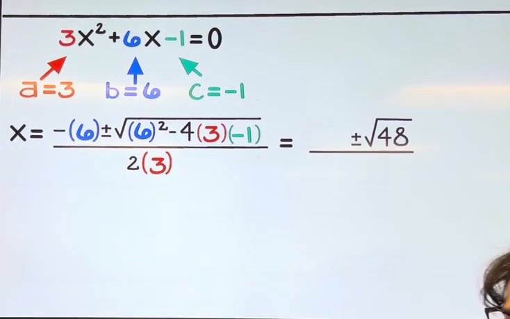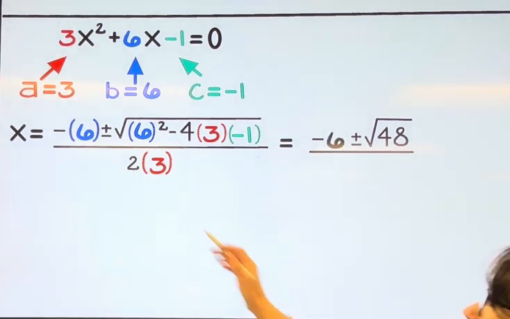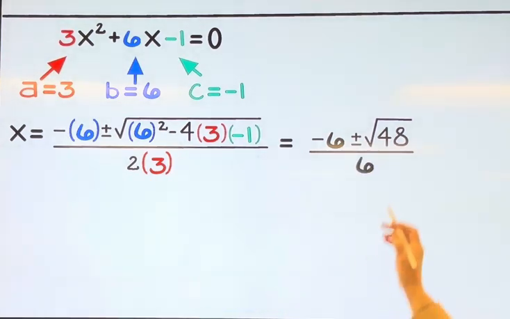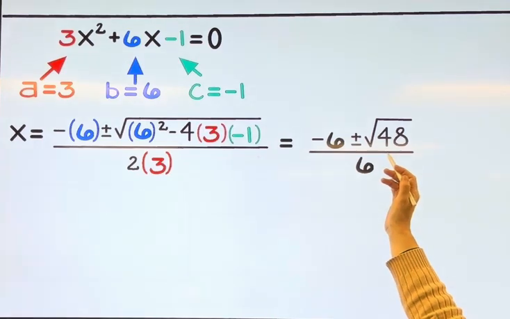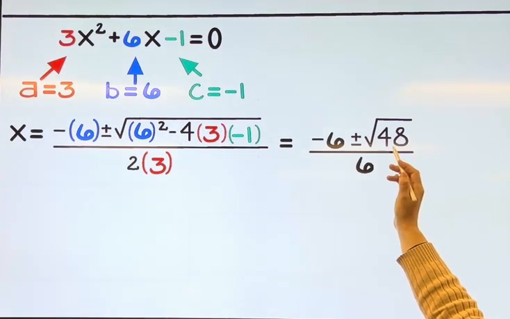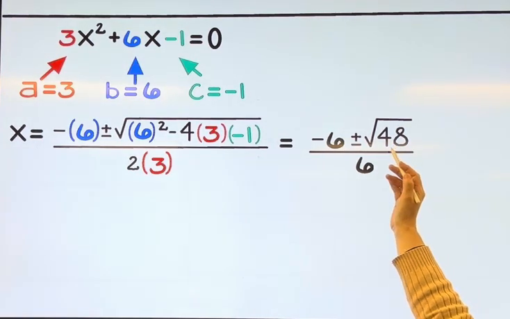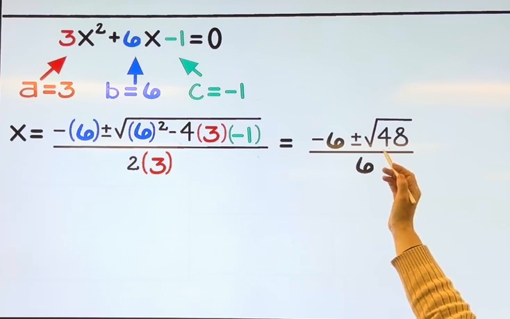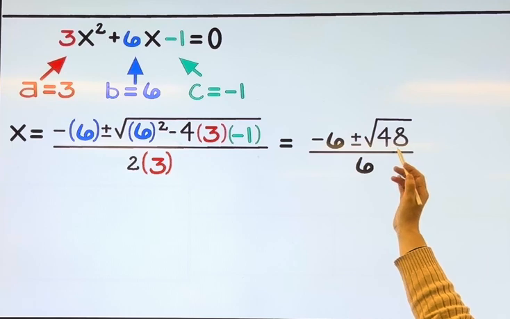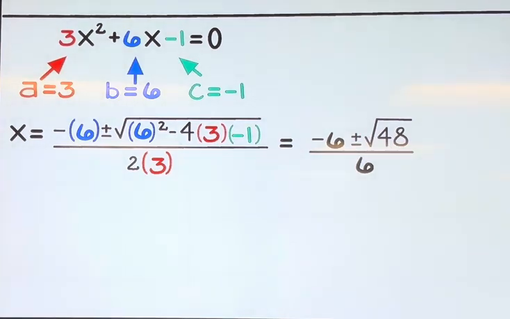Up front here I have a -6. And then all over 2 times 3, so all over 6. Now this time I've got a little bit of simplifying to do because that square root could be simplified. Remember, you want to break that up into a product of primes. 6 times 8 is 48. The 6 is 2 times 3, and the 8 is 2 times 2 times 2.